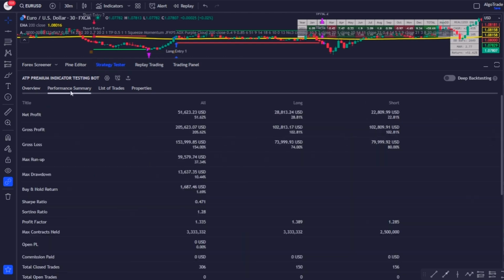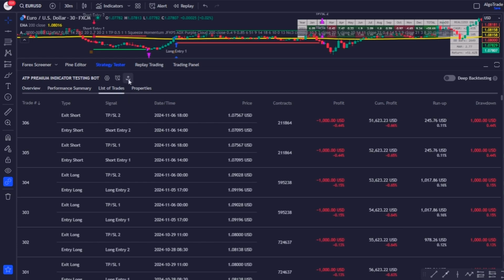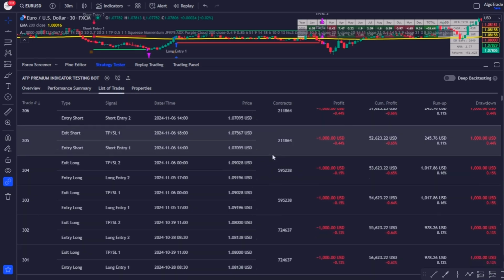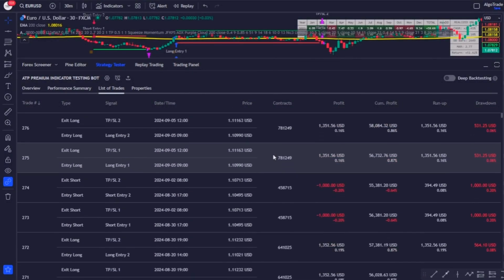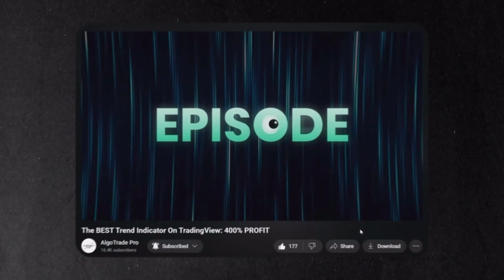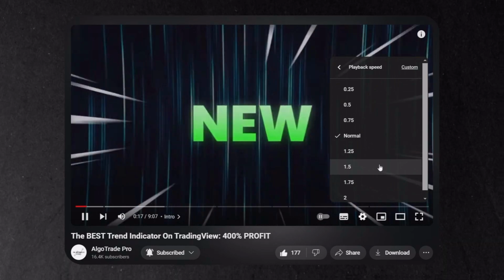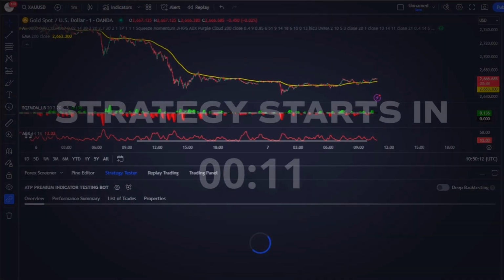Since I have the premium TradingView plan, I can download all the trades the bot executes, which I will use to create my trading journals with all the information about this strategy. I will speed up this part of the video, but feel free to slow it down if you'd like to catch every detail. I will see you in a few moments.